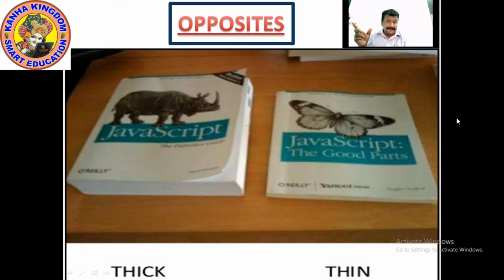Thick, a little broader, and in size it is a little thicker. It is called thick. Thin, thinner. Right? Thinner means a little thin, of fewer pages. Thick means of more pages. Please write this down. Opposite of thick is thin, and thin is thick. T-H-I-N, thin. T-H-I-C-K, thick. Thin and thick. These are the opposites. Opposite of thin is thick. Thick is thin. Please write it down.